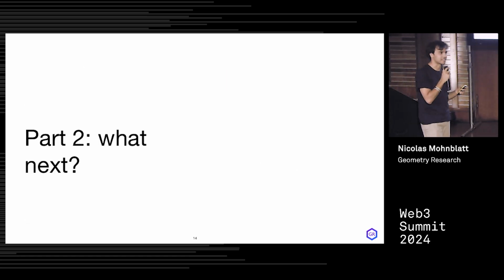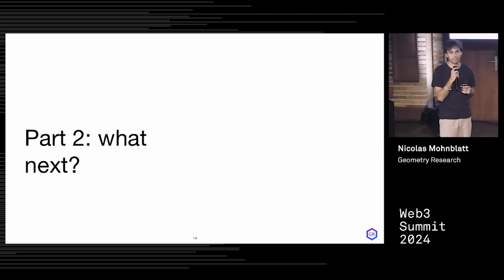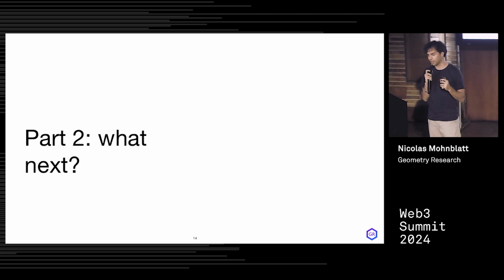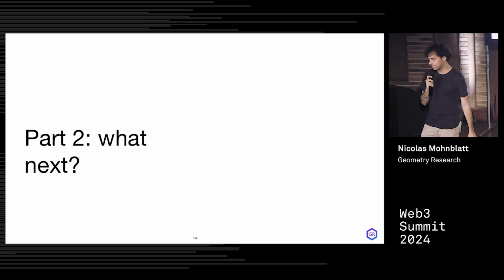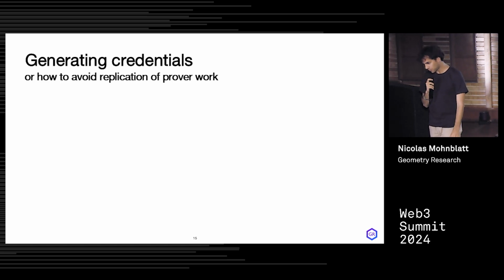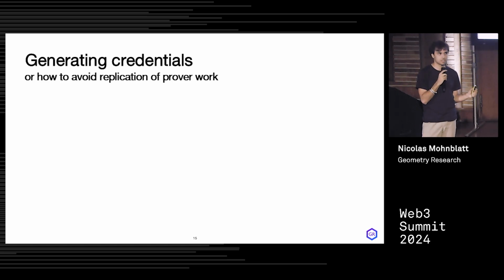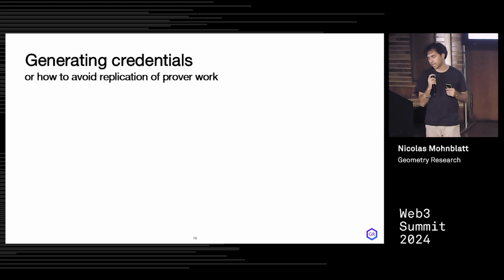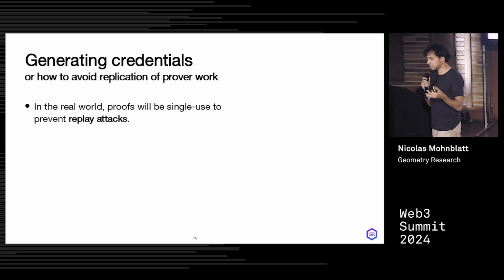So what's next? What else can we build? We have this circuit. We can deploy it in many ways. Wallets, identity. What else can we do? So the first thing is to generate credentials. More concretely, this allows us to avoid duplicated work. And I'll tell you why in a second.